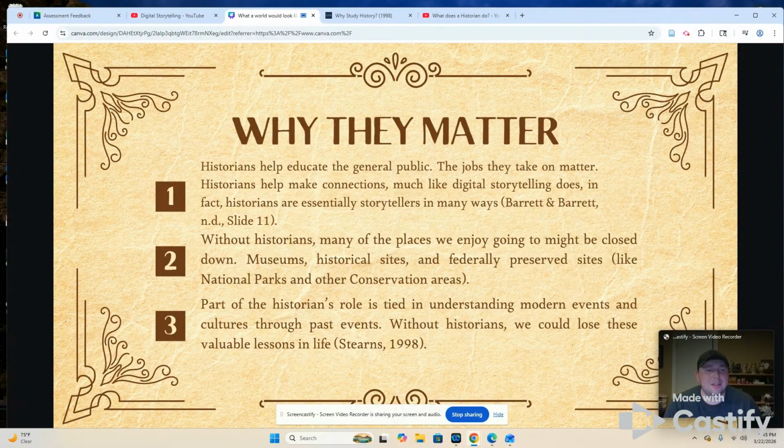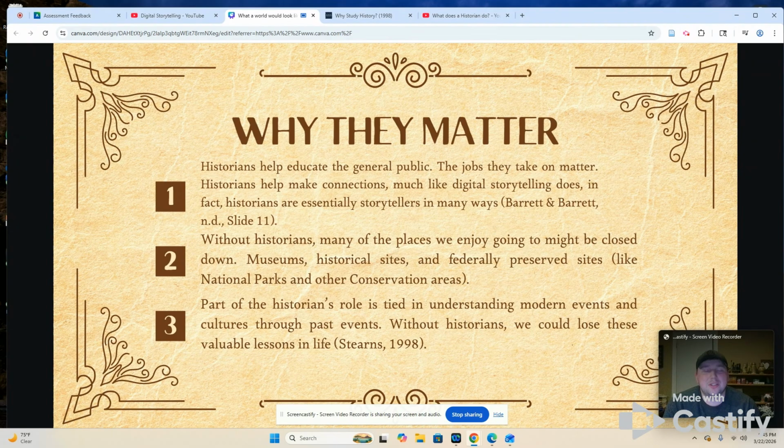The last part of a historian's role and why they matter is that historians are tied to modern events along with past events. They're not immune from either one. In fact, they engage actively in both on an everyday basis. Without historians, we could lose valuable lessons in life. We could lose understanding of past cultures.